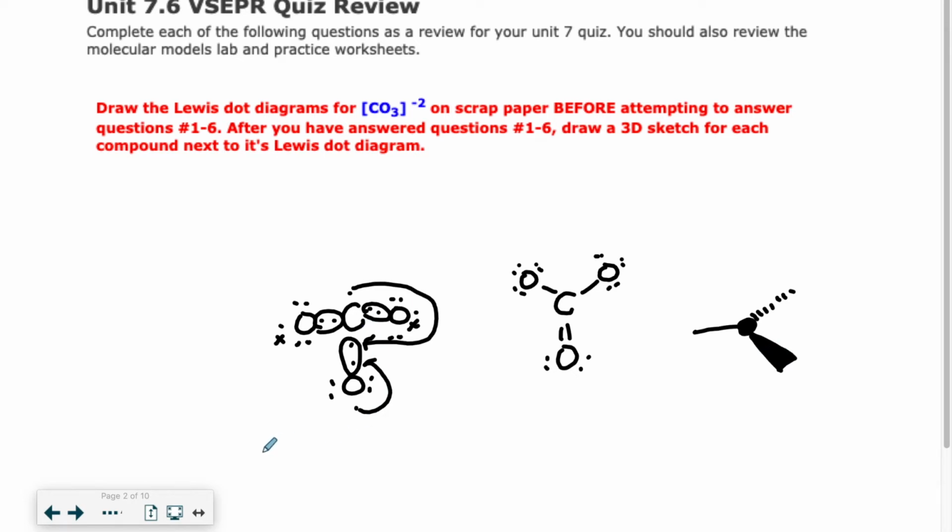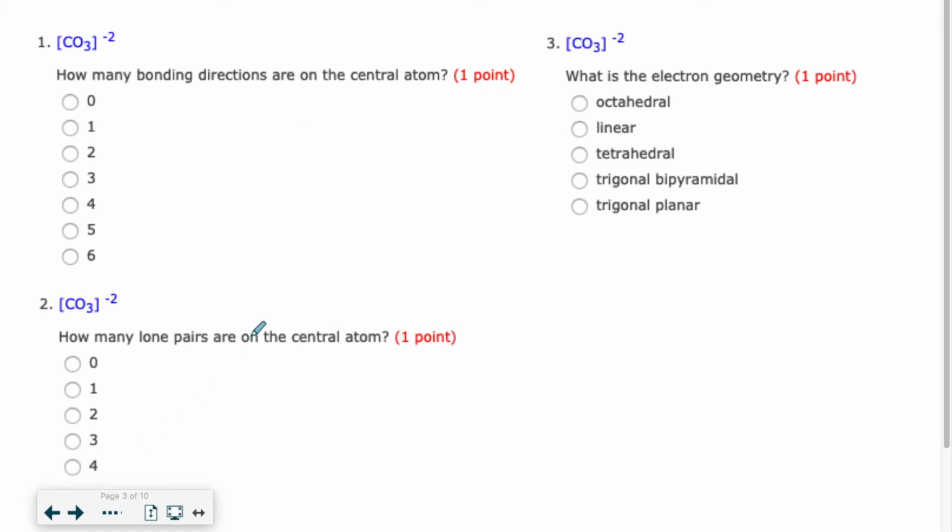So now that we have our pictures, we're going to attempt to answer each of the questions. For our first question, we are asked how many bonding directions are on that central atom. So there were 3 bonding directions. Remember, a double bond still counts as a single direction. How many lone pairs are on the central atom? Well, on the actual carbon, there was 0.